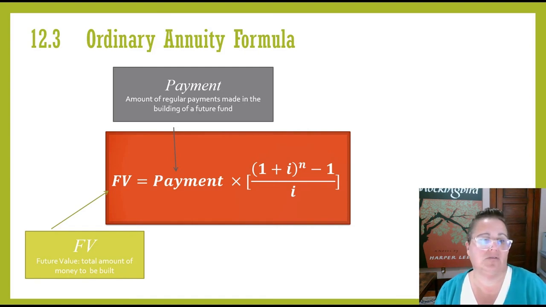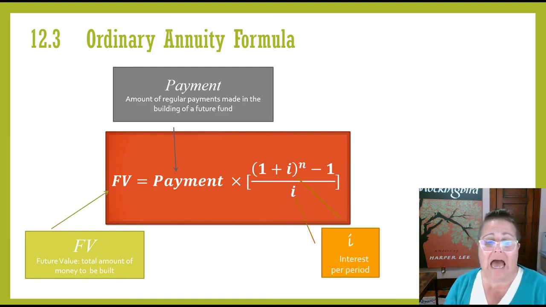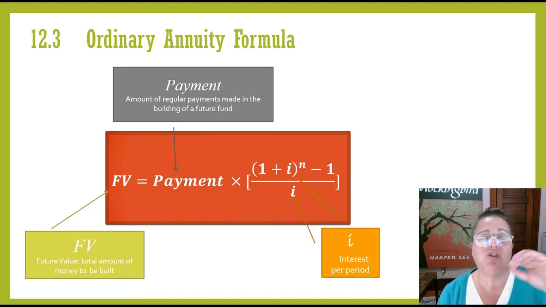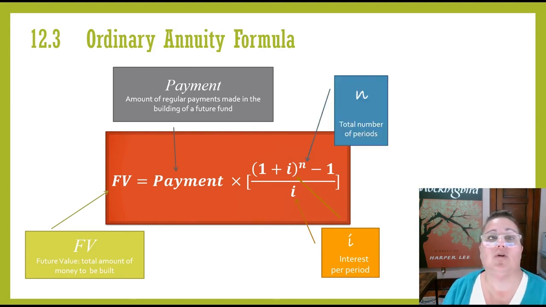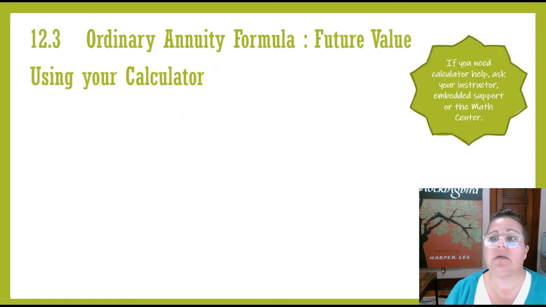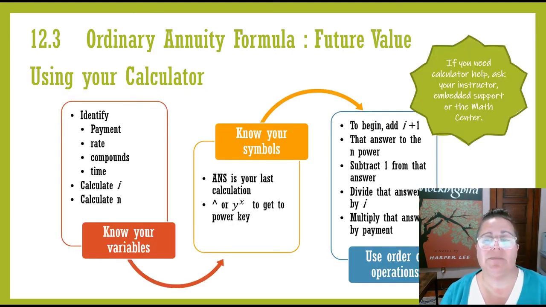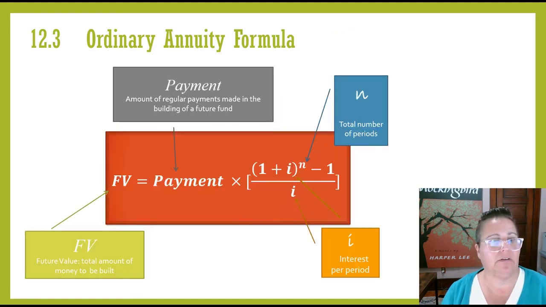or you know the amount of money you're receiving each month. The I is the interest per period, the same as we found before, but you want to make sure for the formulas that you're putting it in as a decimal. The N is the total number of compounds. N is your total number of compounds.